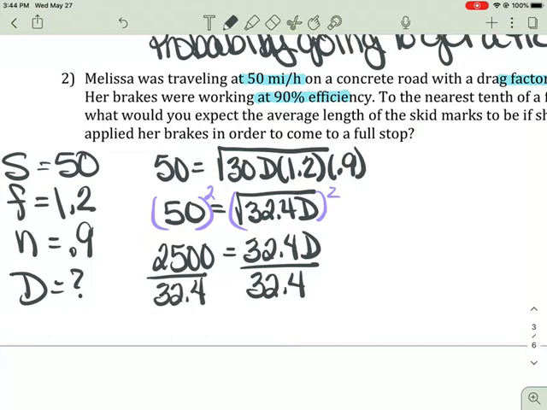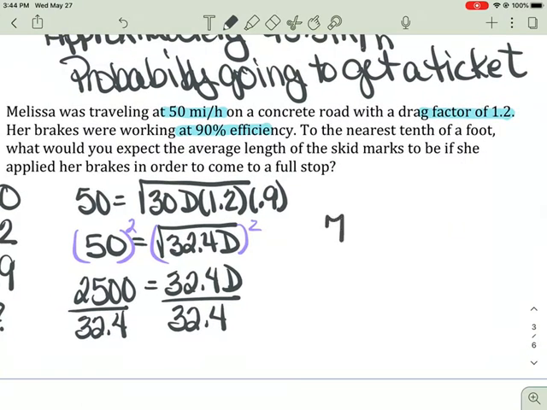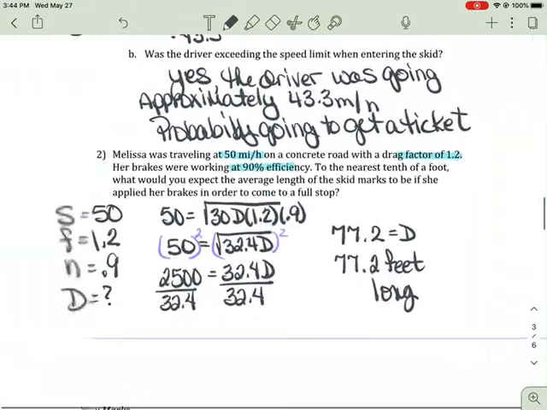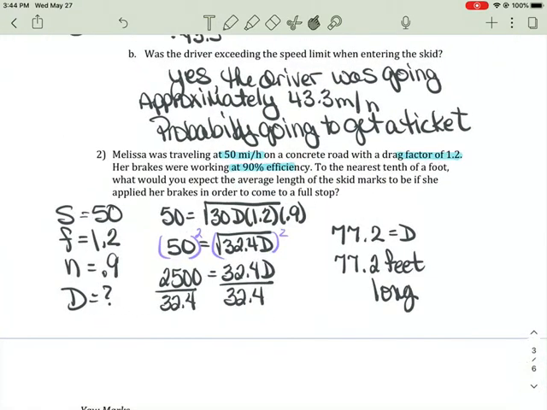Okay, so we're going to get about 77.2 equals d. So that means our skid mark is going to be about 77.2 feet long. Yes, just double checking my units. There we go. All right, so let's try a different problem now.